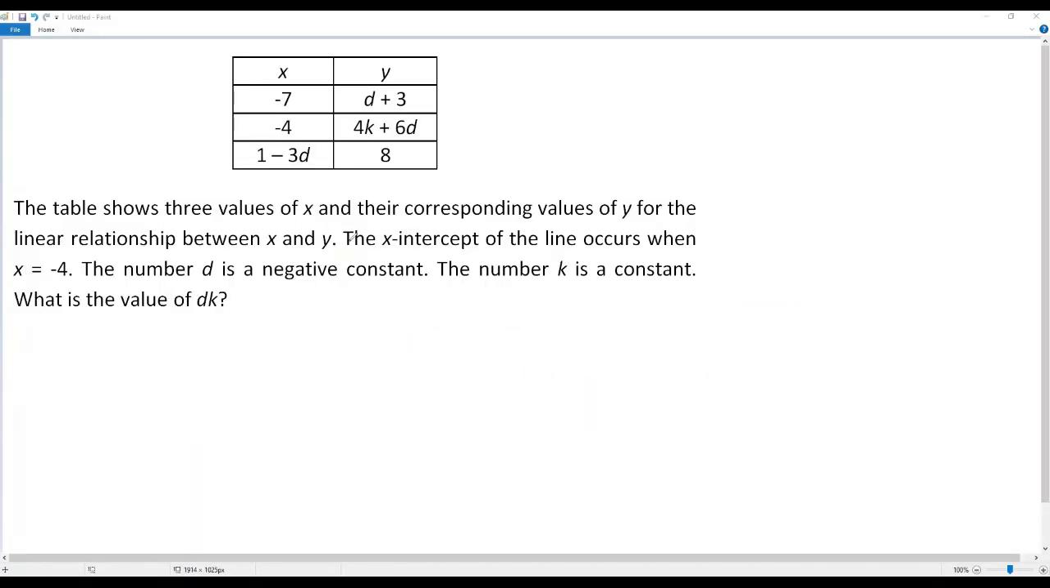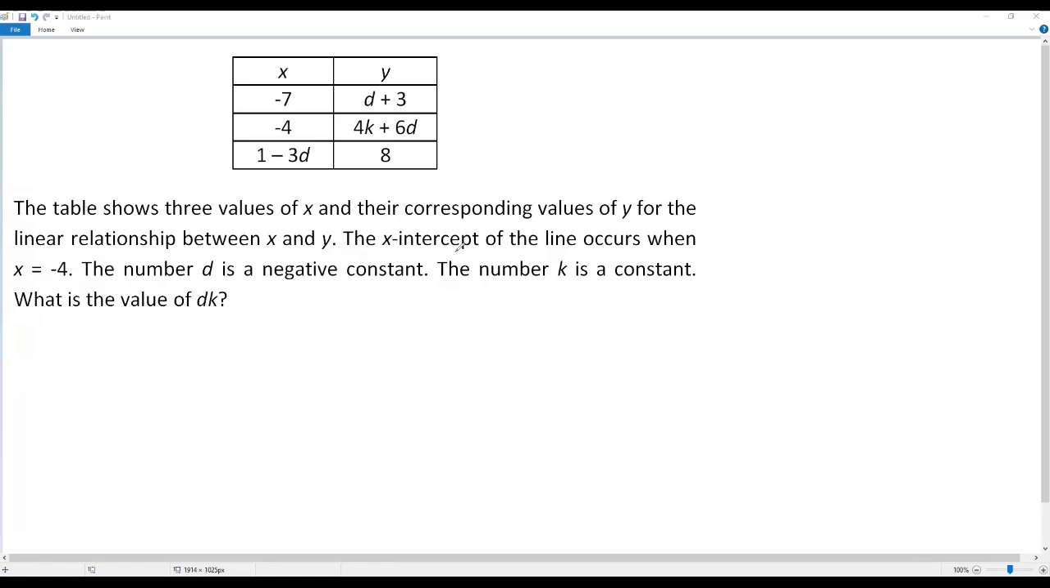The table shows three values of x and their corresponding values of y for the linear relationship between x and y. The x-intercept of the line occurs when x equals -4. The number d is a negative constant. The number k is a constant. What is the value of dk? Okay, there is an information.